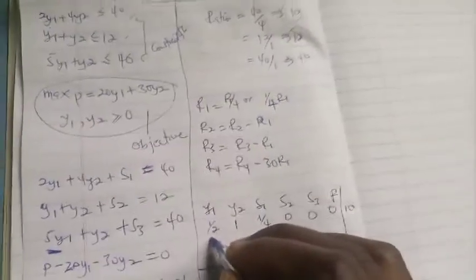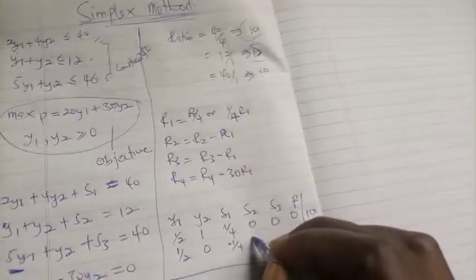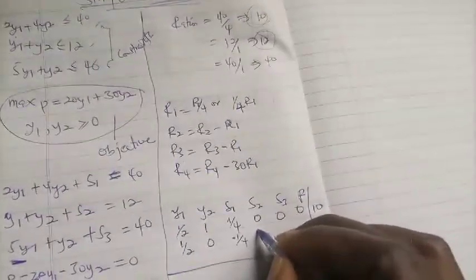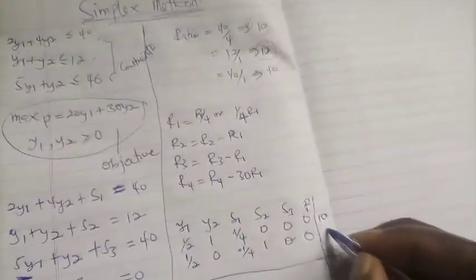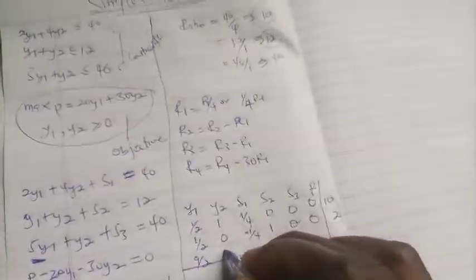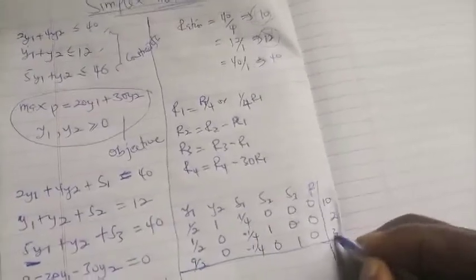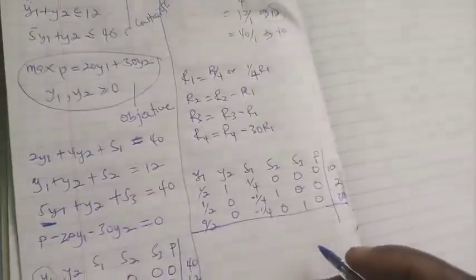Then the next one, after manipulating, I'm going to get 1 over 2, 0, minus 1 over 4. Then my S2 row, I'm going to get 1, 0, 0, and 2 here. Then I have my 9 over 2 here by manipulating the formula. Then I have 0 minus 1 over 4. Then I also have 0, 1, 0. Then I have here to be what? 30.